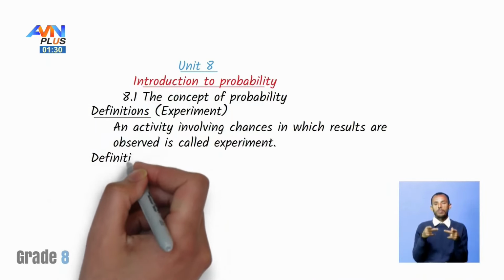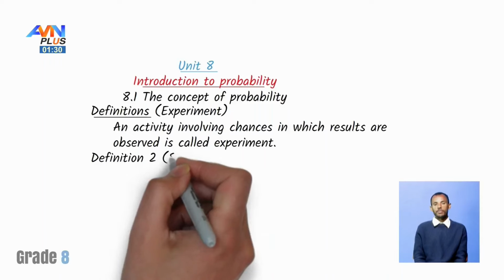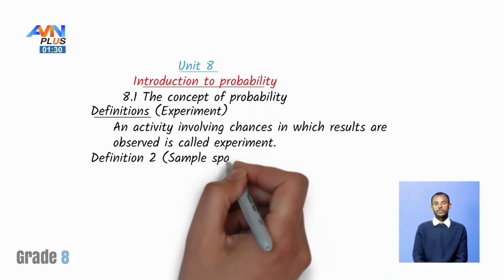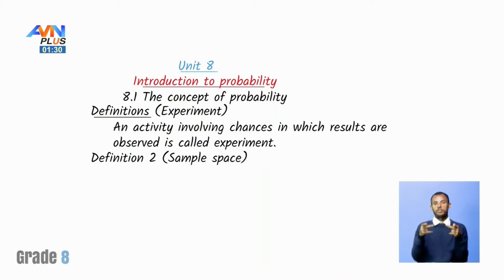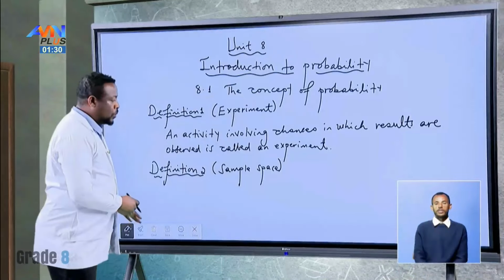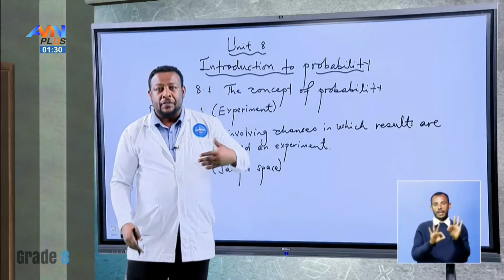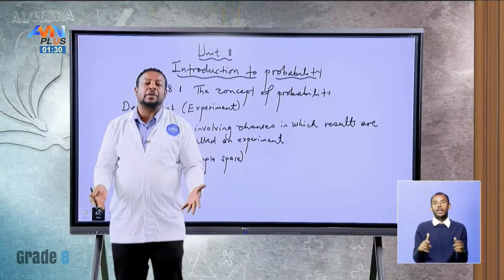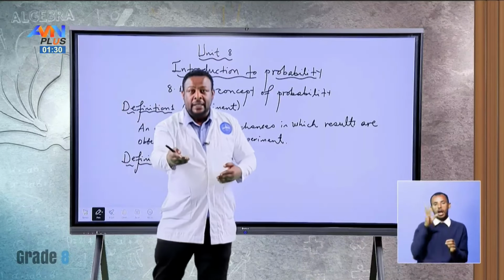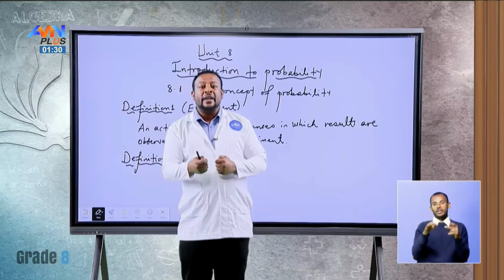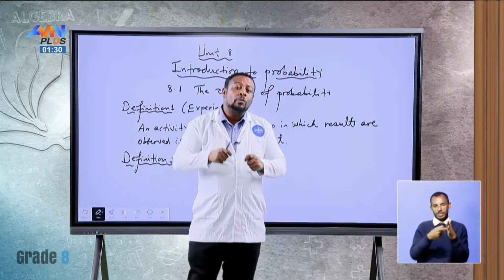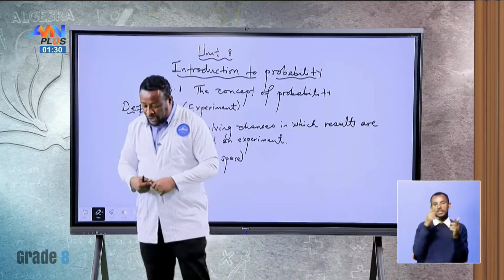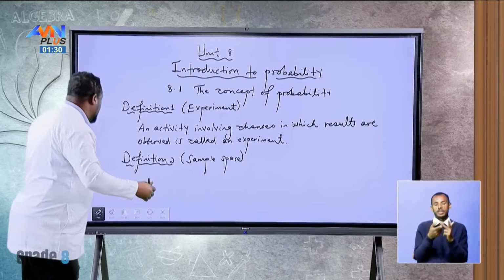Definition 2, sample space. A sample space refers to the collection of all possible outcomes in an experiment. I will repeat it. A sample space is defined as the collection of all possible outcomes in an experiment. Okay? So this is the second definition. The third definition is about events.